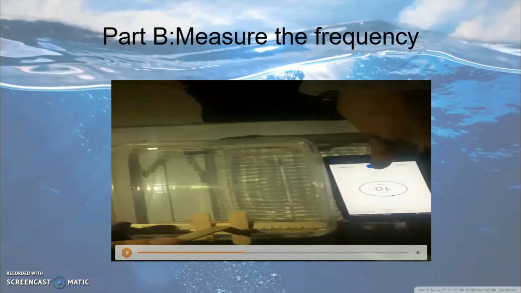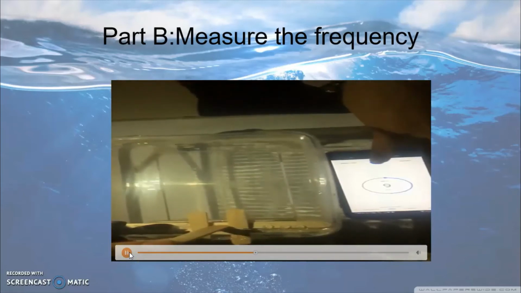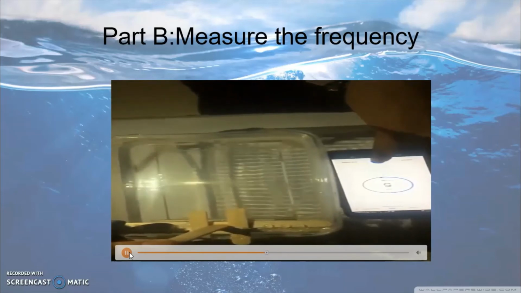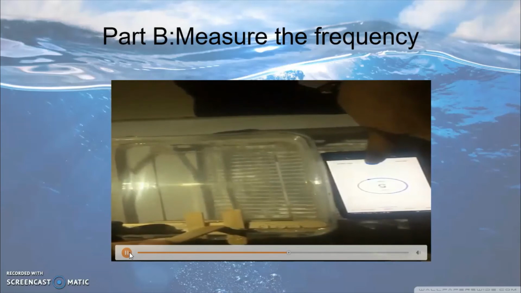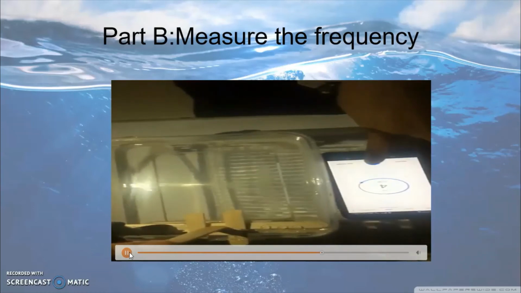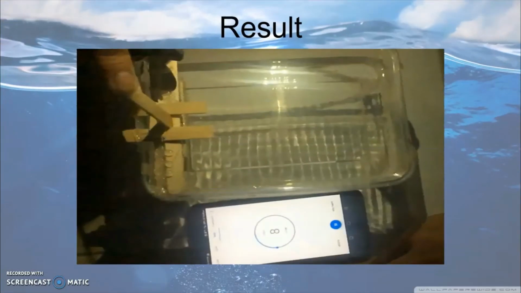In the experiment of part B, we can measure the frequency by adding the timer. So the experiment will look like this. We set up the timer at 10 seconds to see the movement of wavelength. Also using the step, we use the camera to capture the movement of wavelength. So the result that we get looks like this.